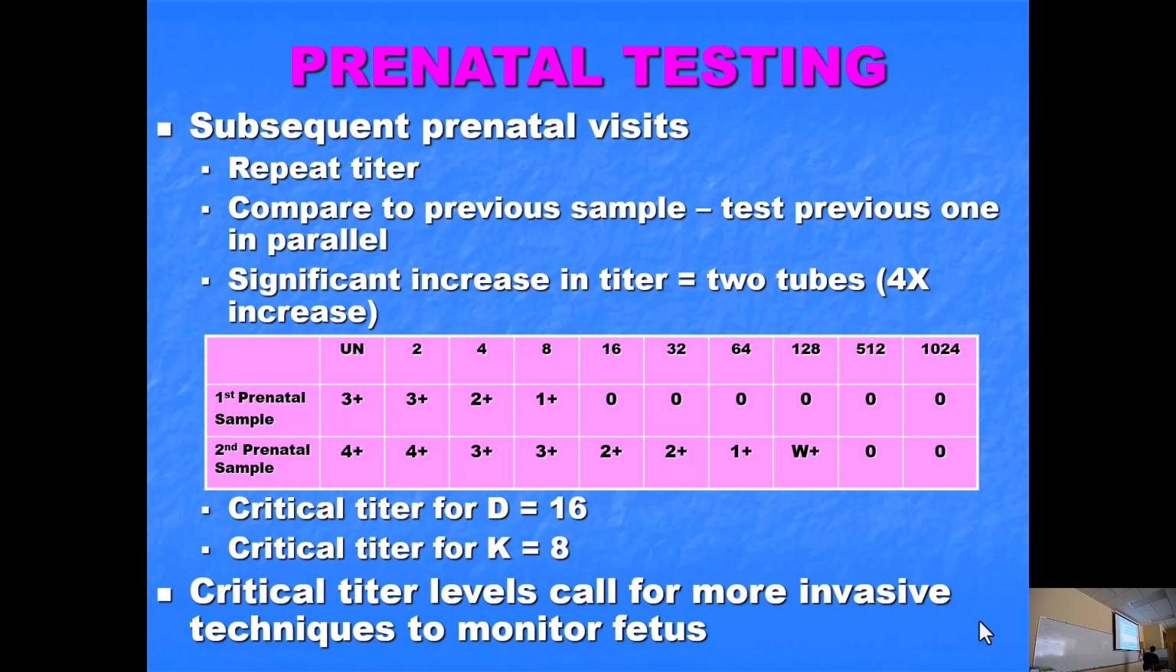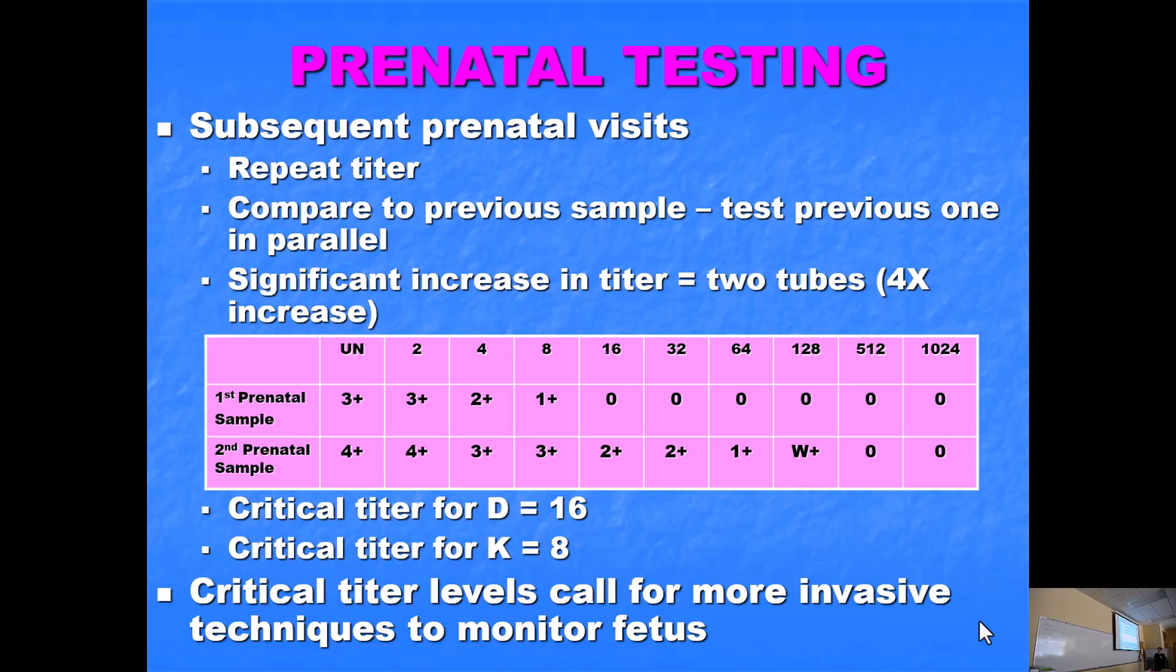So, subsequent prenatal visits, we're going to repeat the titer, compare to the previous sample, and test them in parallel. A significant increase in titer is 2 tubes, which is a 4 times increase. So in this situation, the first prenatal sample is a 1+, so the titer is an 8. And for the later one, it's the last 1+. You wanted at least 1+. The weak doesn't count. That's a 64. That's 2, 4, 8. That's an 8-fold increase.